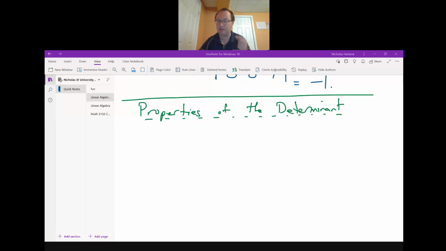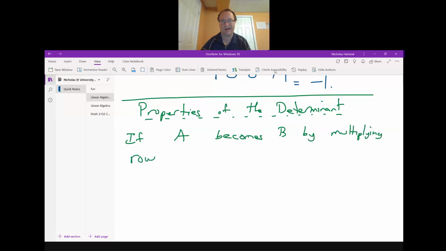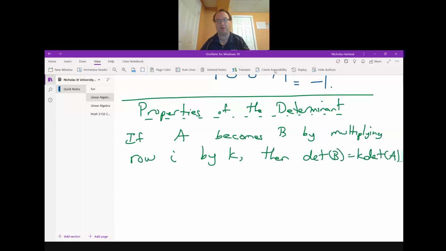So let's just recall one of the properties we saw with row reduction, that if A becomes B by multiplying row I, technically column as well, but we'll stick with row I, by K, then the determinant of B is equal to K times the determinant of A. That was just one of our properties you would have seen, how to relate it to row reduction, etc.